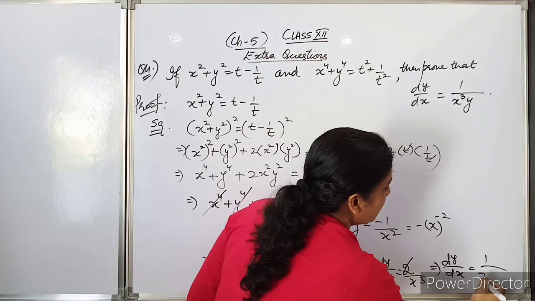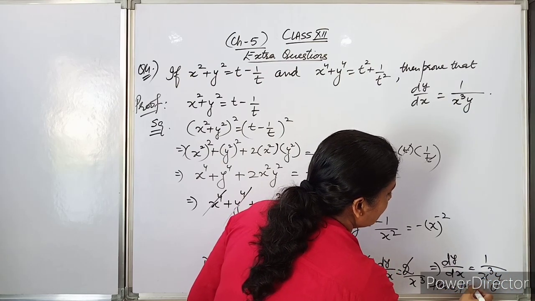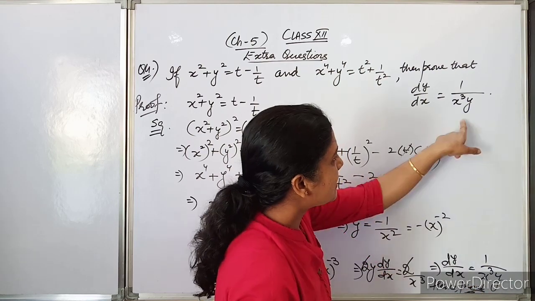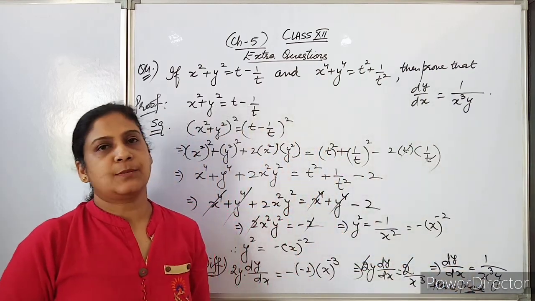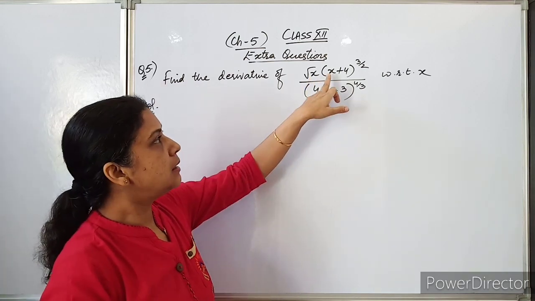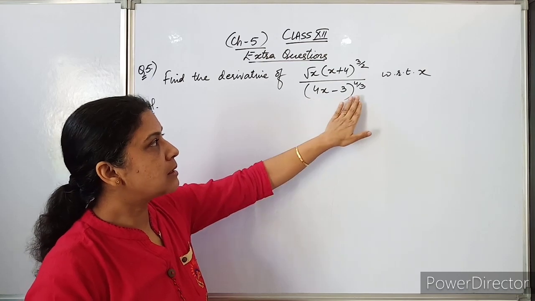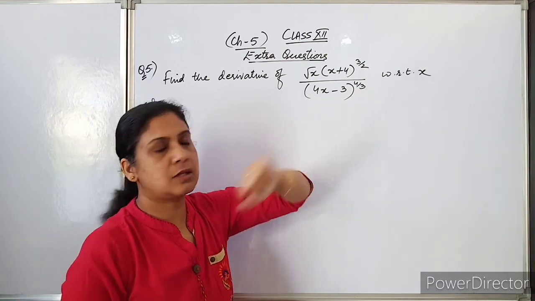So it goes in division. So dy by dx is coming out to be 1 by x cube y as we wanted, hence proved. With question number 5, find the derivative of root x into (x plus 4) raised to power 3 by 2, divided by (4x minus 3) whole raised to power 4 by 3, with respect to x.